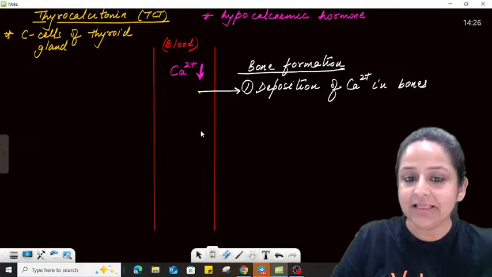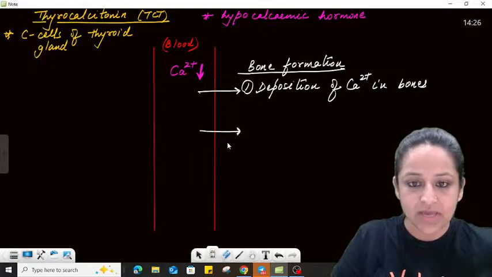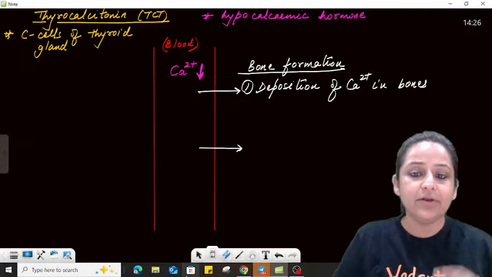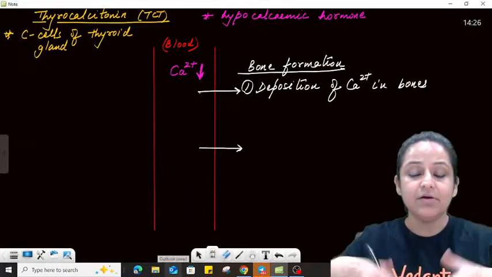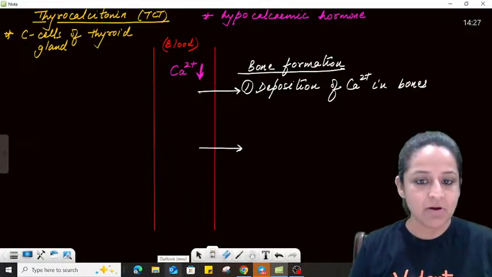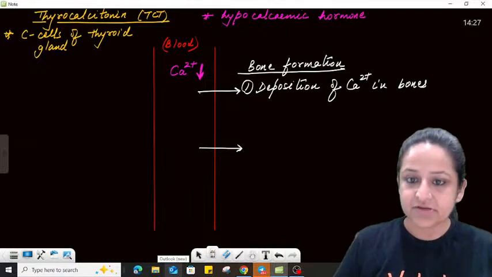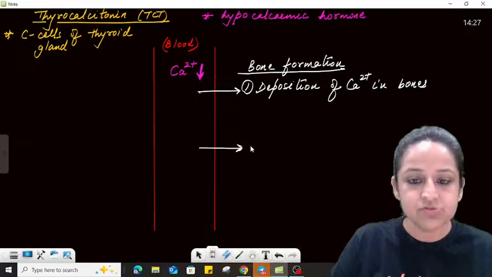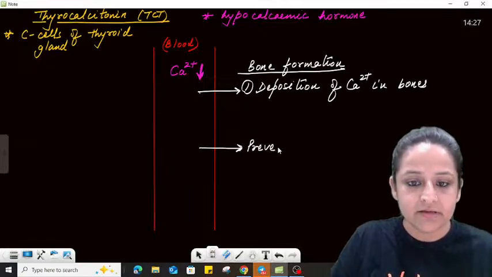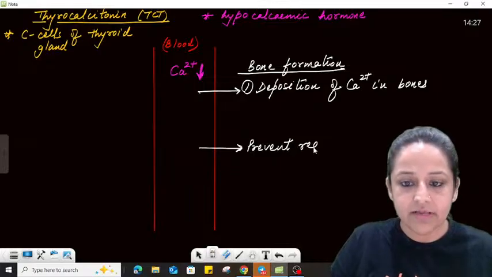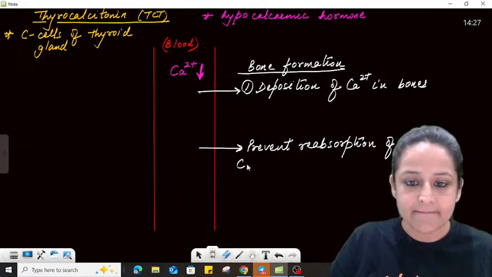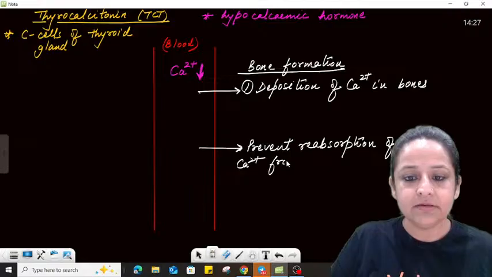Second, what is it going to do? It is going to tell the kidney tubules, please don't reabsorb more and more calcium from the filtrate. Sorry, what is it going to tell the kidney tubules? It is going to prevent the reabsorption of calcium ions from kidney tubules.